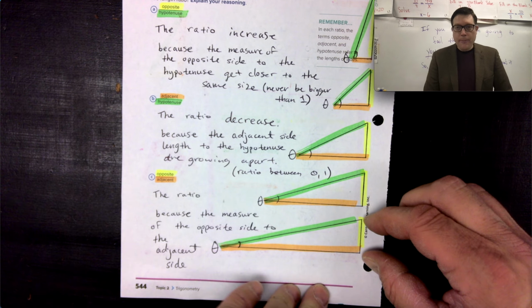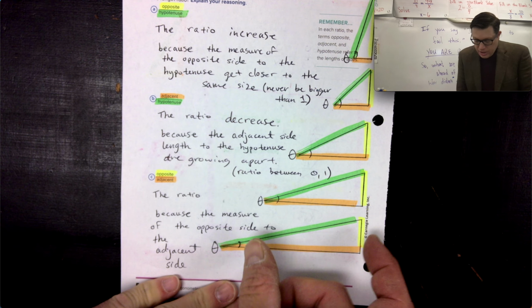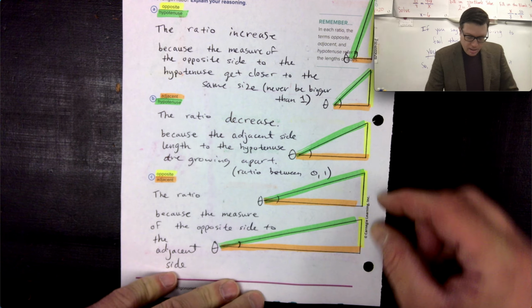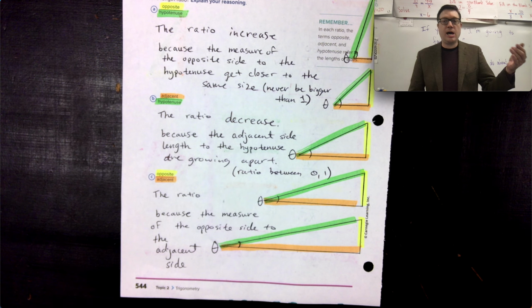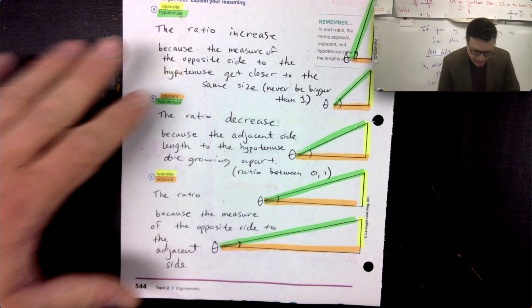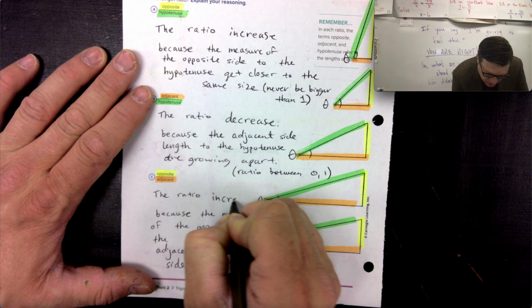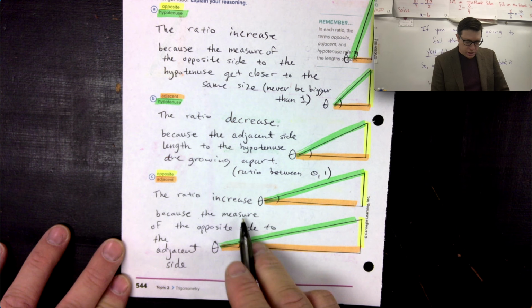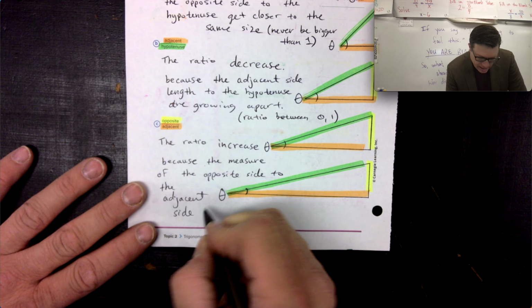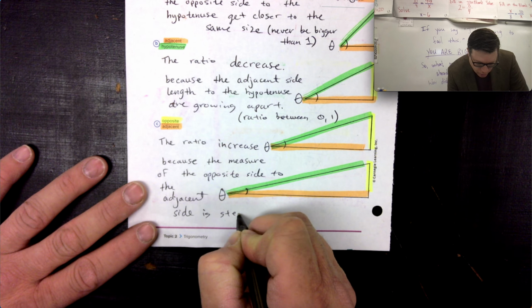Last of all, the opposite to the adjacent. In this one, the opposite side is really small and the adjacent side is really big. But as we consider the different triangles, eventually the opposite side is much bigger than the adjacent side. So the ratio is going to increase as the reference angle increases, because the measure of the opposite side to the adjacent side is steadily growing.